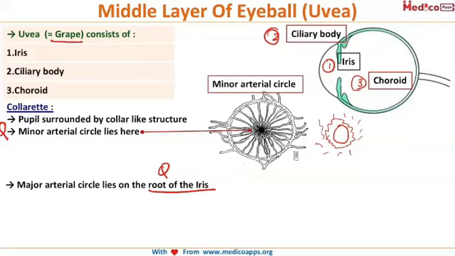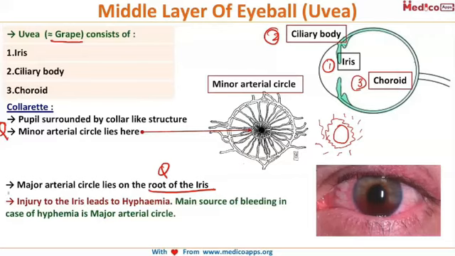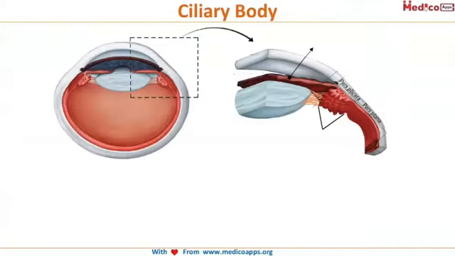And another important bit for you over here is whenever there is injury to the iris, it leads to a condition called hyphemia. Please look at this image. When the anterior chamber is filled with blood, we call it hyphemia. Okay. And the source of blood over here, please don't get confused, it's not the minor arterial circle. You might think because it's the anterior most and it's going to bleed into the anterior chamber, but that's not the case. It's not so simple. The source of hyphemia in injury to the iris is the major arterial circle.